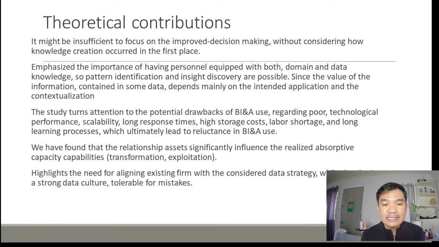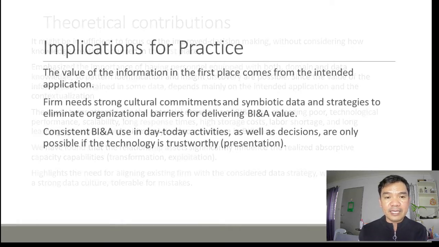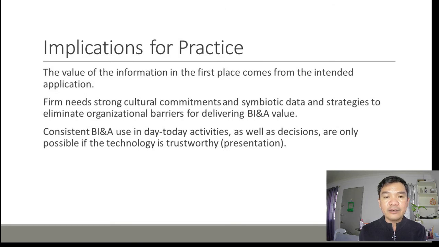And lastly, it highlights the need for aligning the existing firm with a considered data strategy and a strong culture tolerable for mistakes. And the implication for practice: the value of the information in the first place comes from the intended application. Firms need strong cultural commitments and symbiotic data and strategies to eliminate organizational barriers for delivering business intelligence and analytics. Consistent business intelligence and analytics use in day-to-day activities as well as decisions are only possible if the technology is trustworthy. That means presentation.